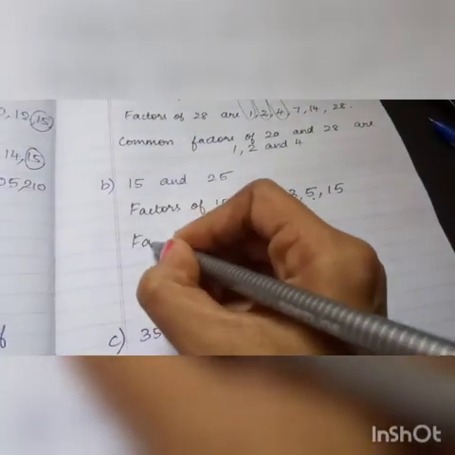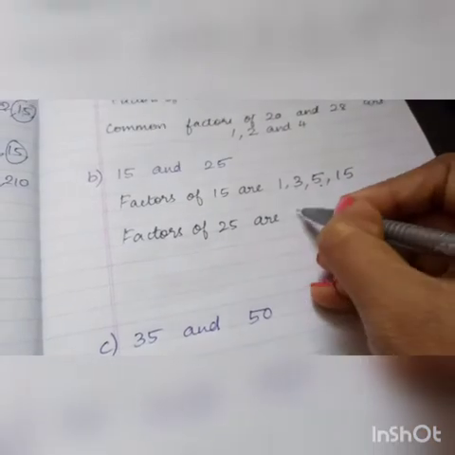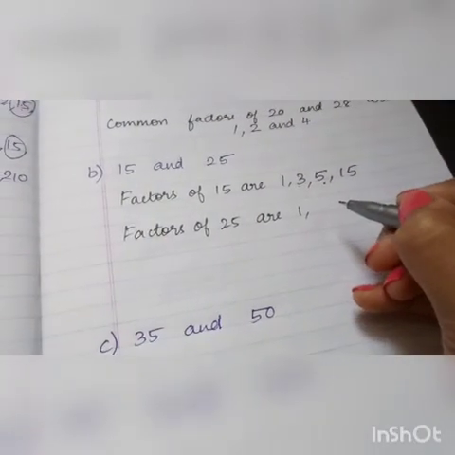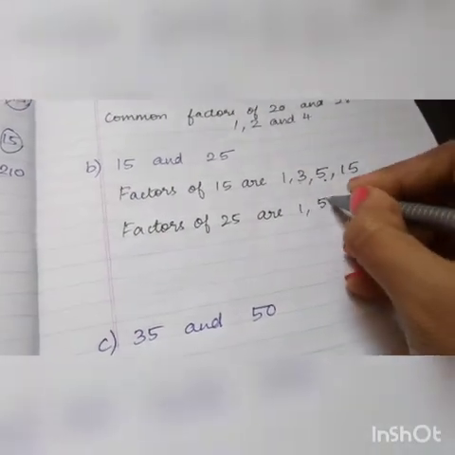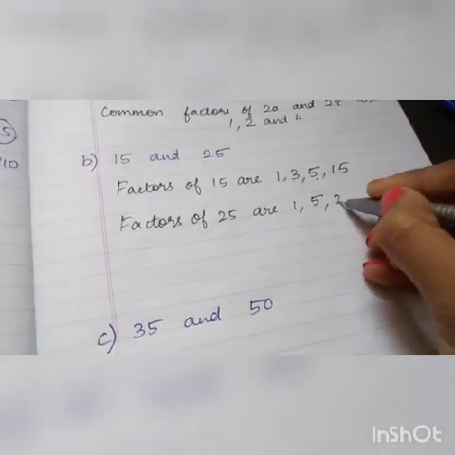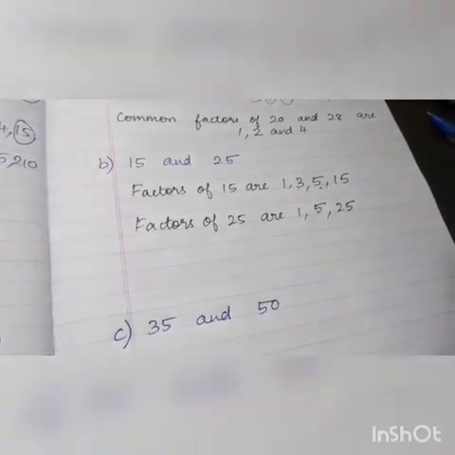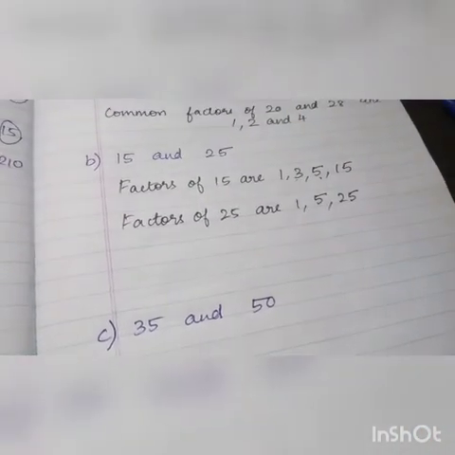Next, factors of 25 are 1, 2 no, 3 no, 4 no, 5 5s are 25. 5 one time is enough. Then 25. Listen, 1, 5, 25. Those are the factors of 25.